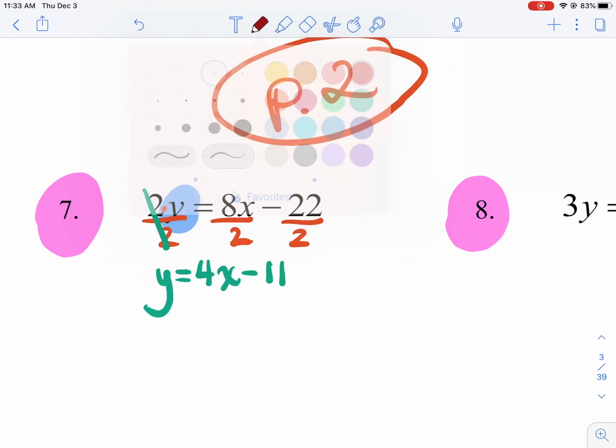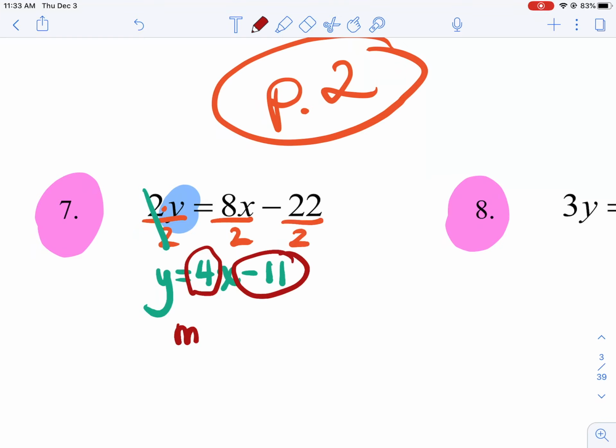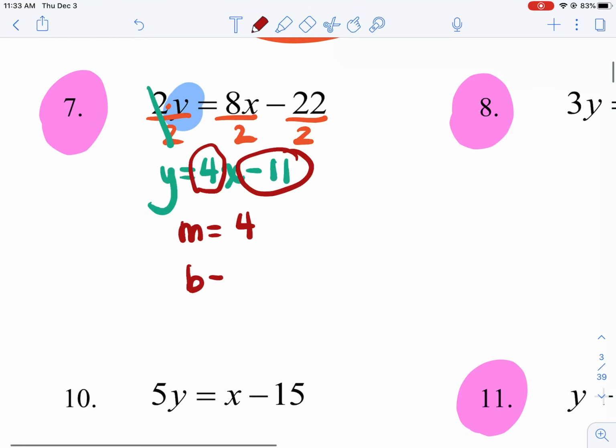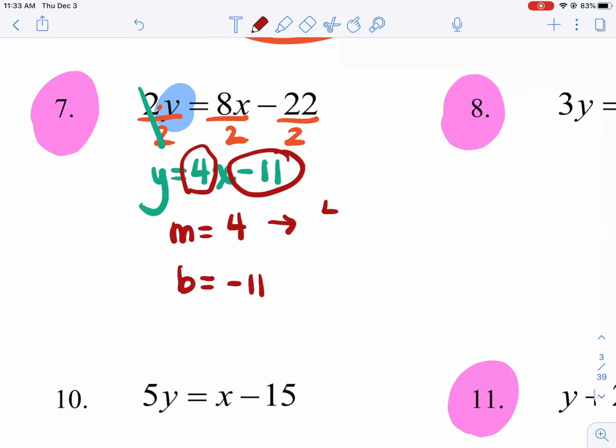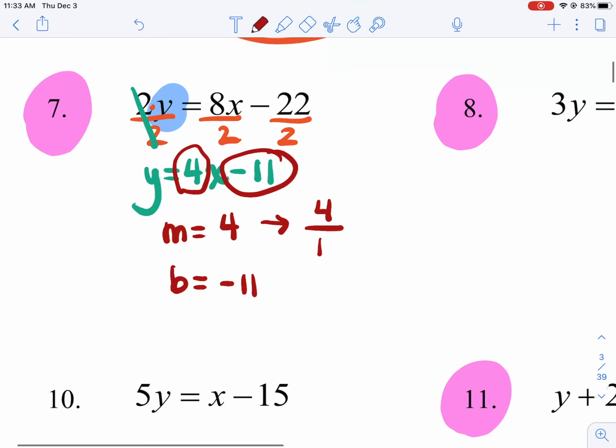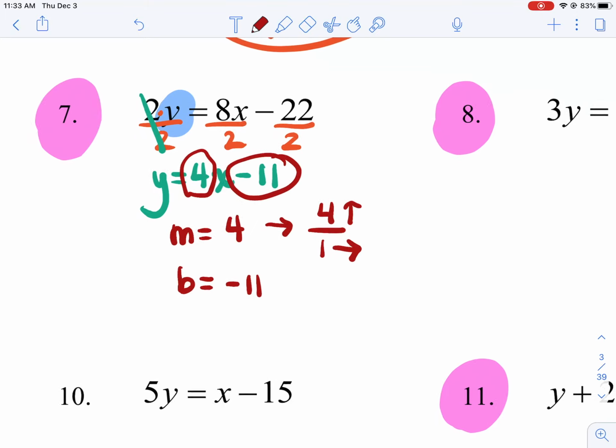Now that we have that, we can find our m and our b. So our m is going to be 4. Our b is going to be -11. So we could also write this as 4 over 1. We're going to go up 4, to the right 1.